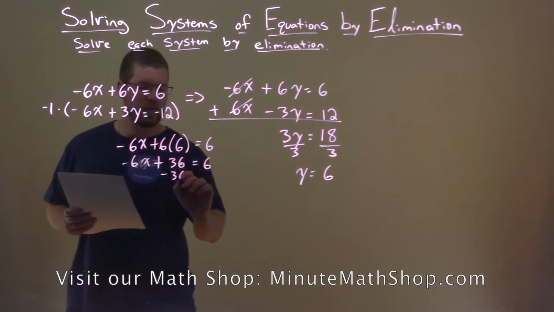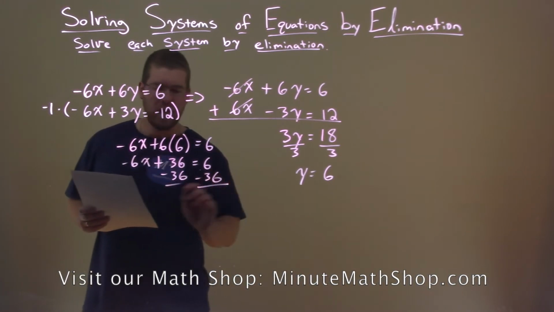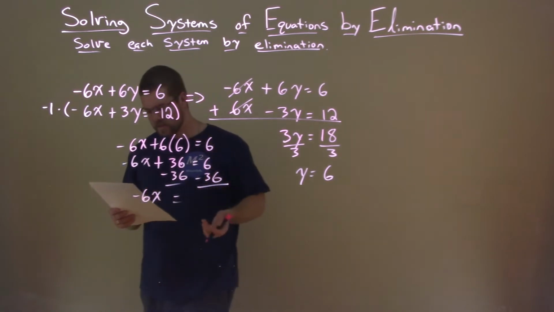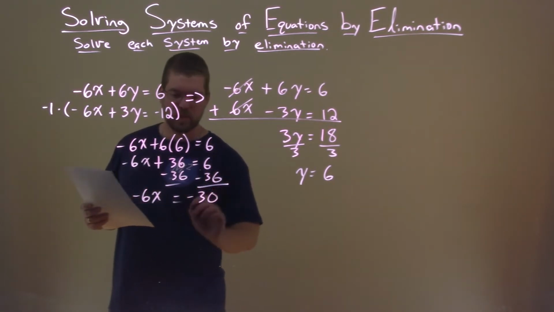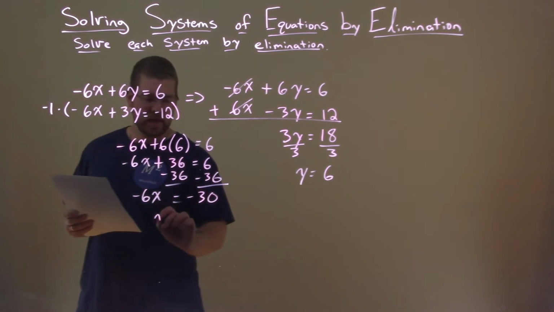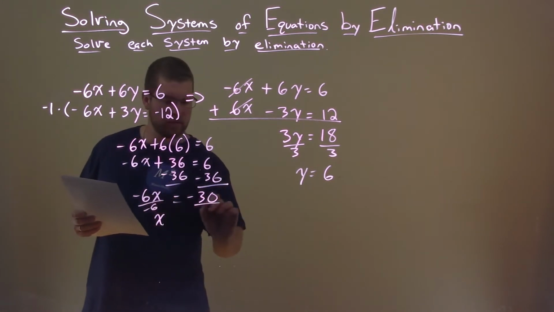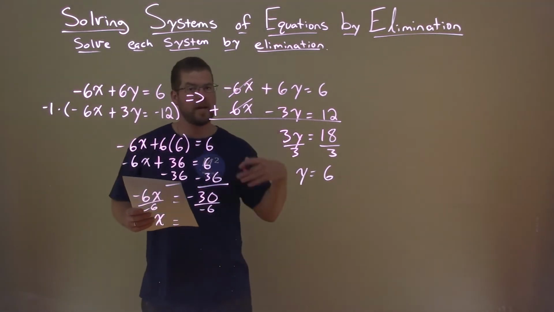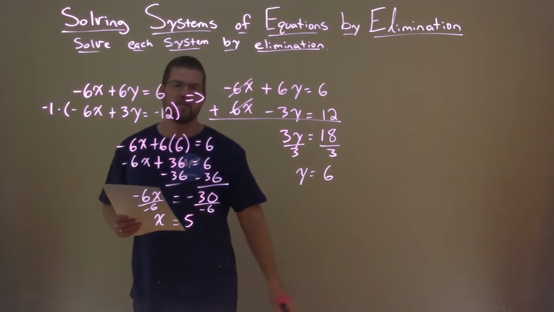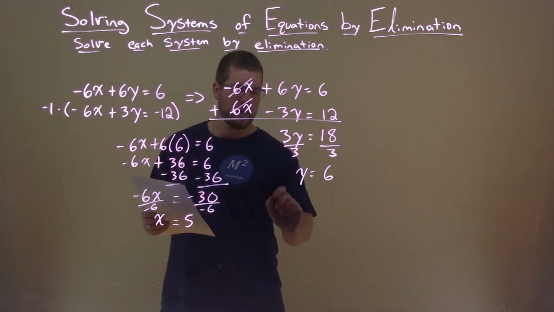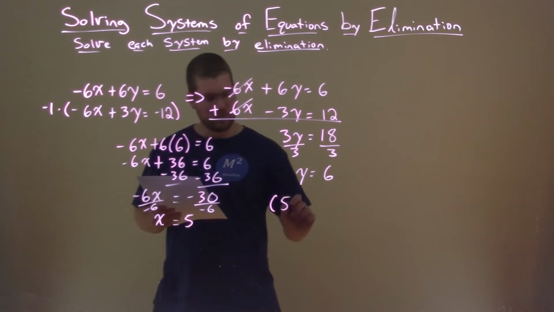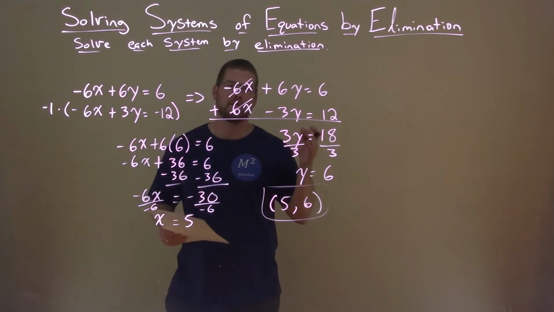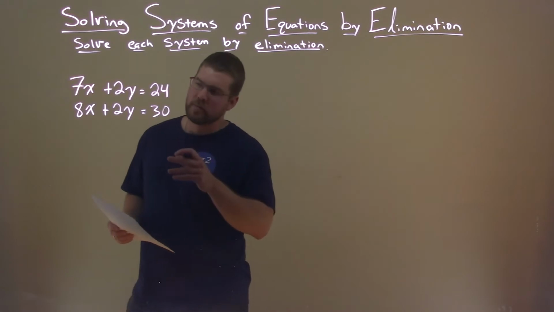Subtract 36 from both sides. And we're left with negative 6x by itself here. 6 minus 36 is negative 30. Divide both sides by negative 6, and we're left with x equals negative 30 divided by negative 6. Negative divided by negative is a positive, and 30 divided by 6 is 5. So we have 5 right there for x. To write this as a coordinate point, x is 5, y is 6, and there we have our answer, 5, 6.